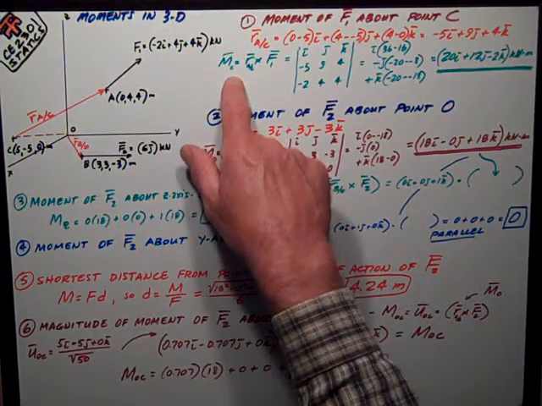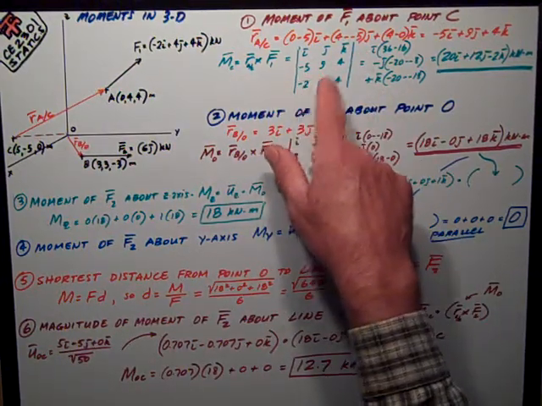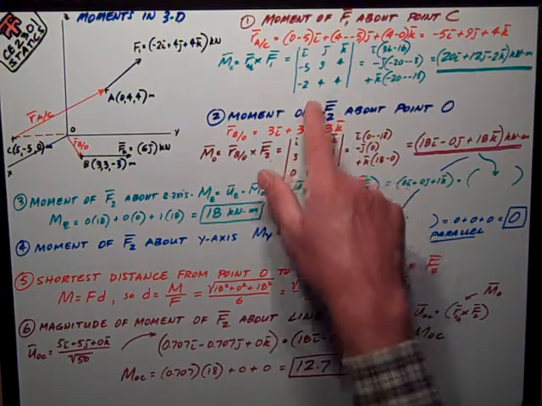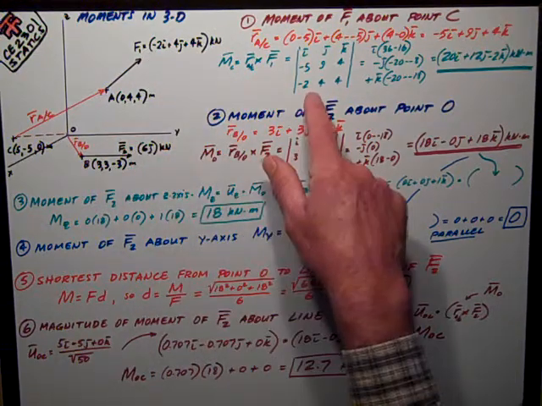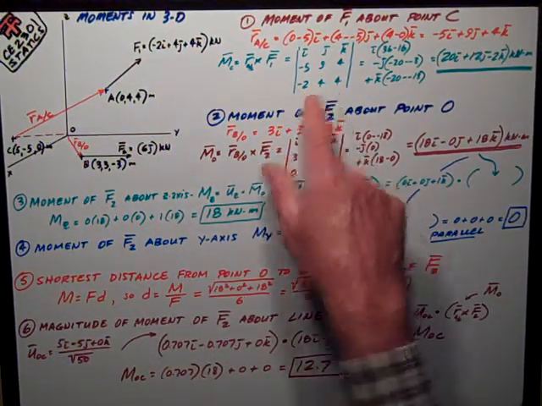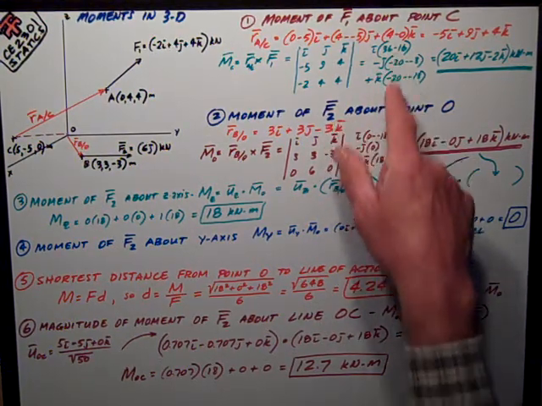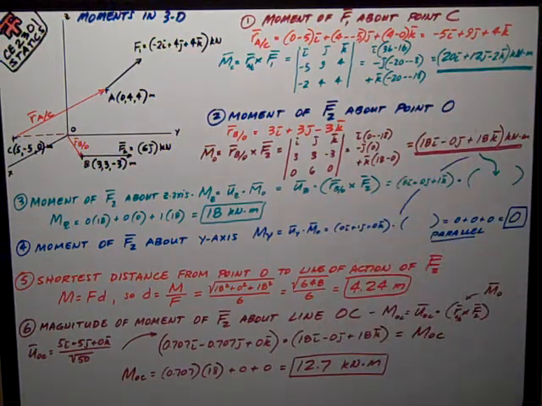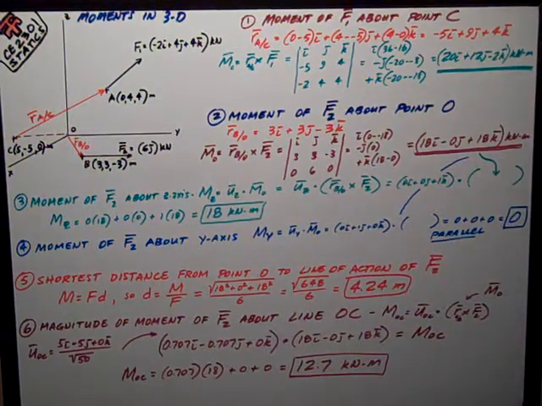Then I just need a little R cross F determinant, where it's unit vectors on the top row, position in the middle row, force on the bottom row. The bottom row is F1: negative 2, 4, and 4. I evaluate that the way I do determinants, and I get 20i plus 12j minus 2k. Be careful, I've got to have my units: kilonewton meters.